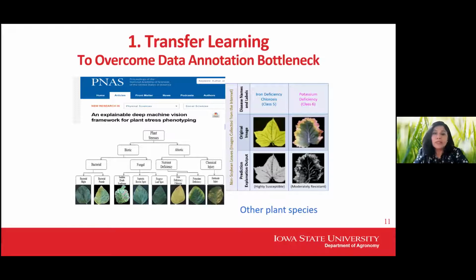We used this transfer learning in our PNAS paper, where we showed that a deep neural network architecture which can identify 8 stresses in soybean, including bacterial, fungal, nutrient deficiency, and chemical injury, can be used as a pre-trained network to identify similar stresses in non-soybean species. For example, using transfer learning, we were able to identify iron deficiency chlorosis in the case of vines, and also potassium deficiency in the case of cucurbits.